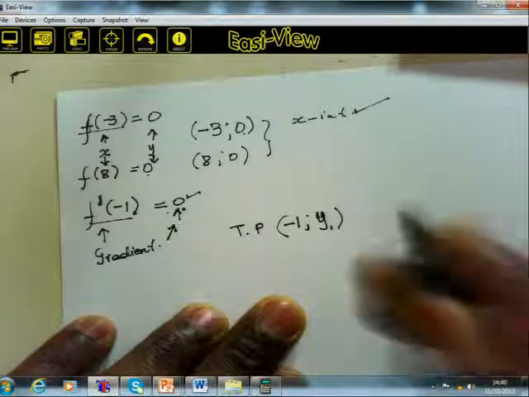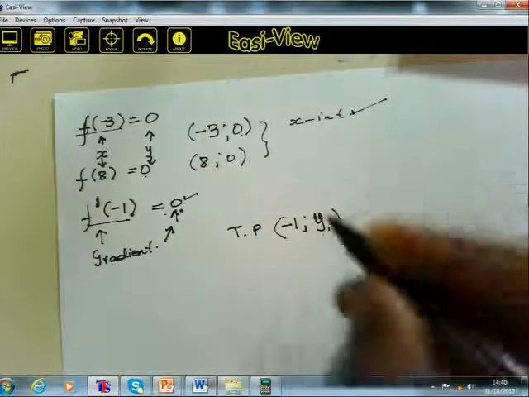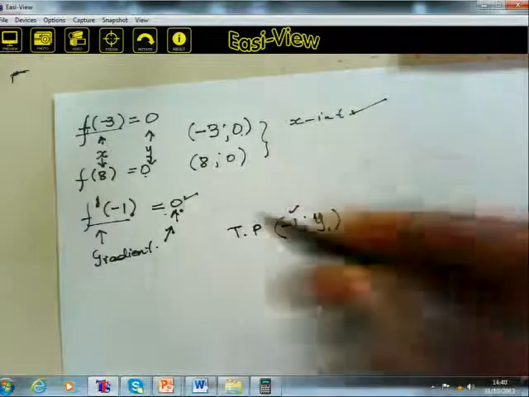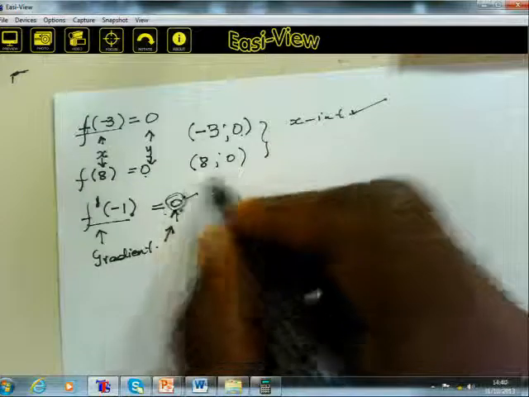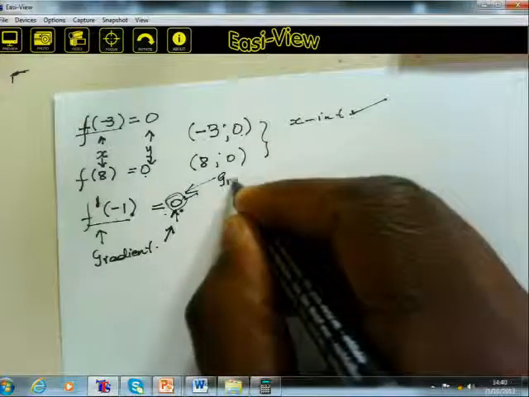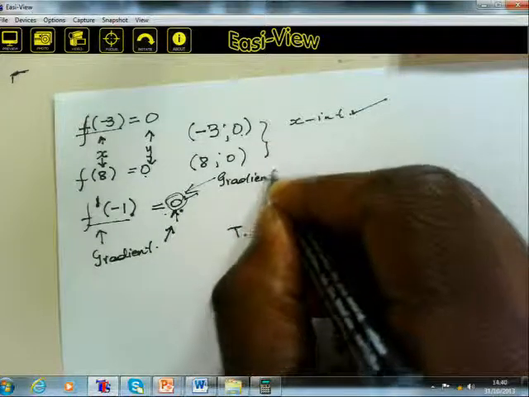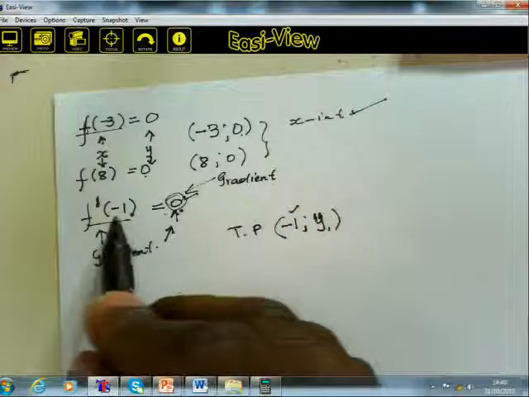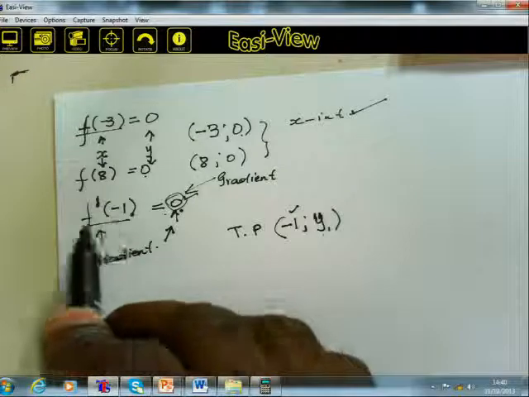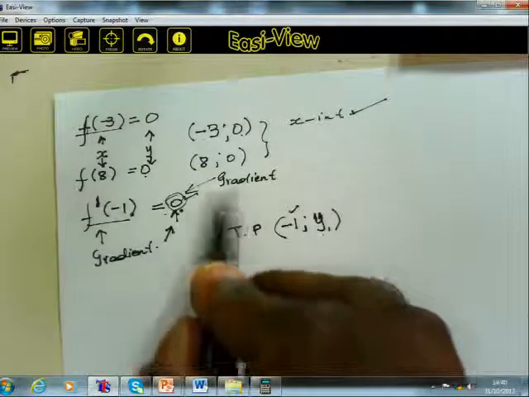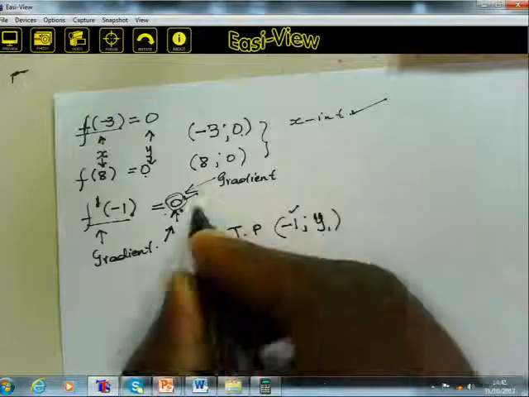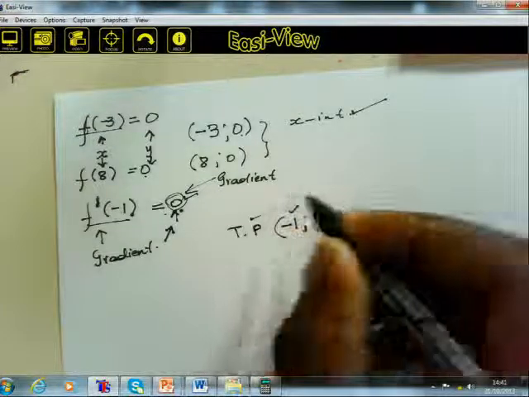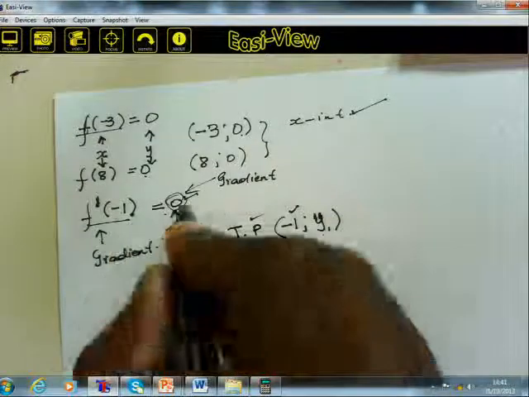What is it? We don't care about that now. The only thing we care about is the x value. But you cannot say this is not y. This is the gradient. In this gradient, when x is equal to -1, the gradient is equal to 0. So what type of point is this? It is a turning point. At the turning point, the derivative is equal to 0.